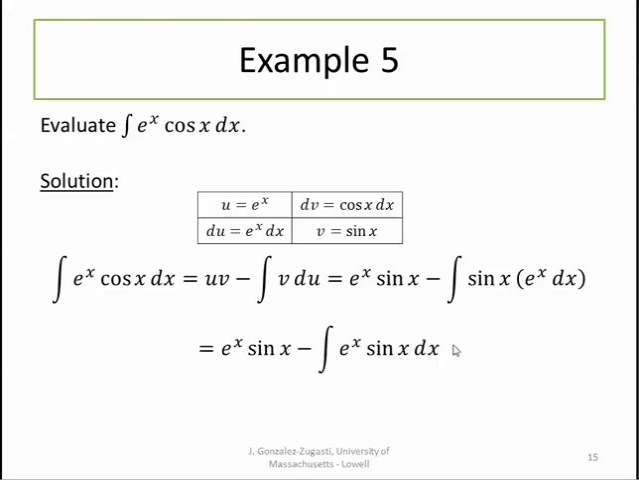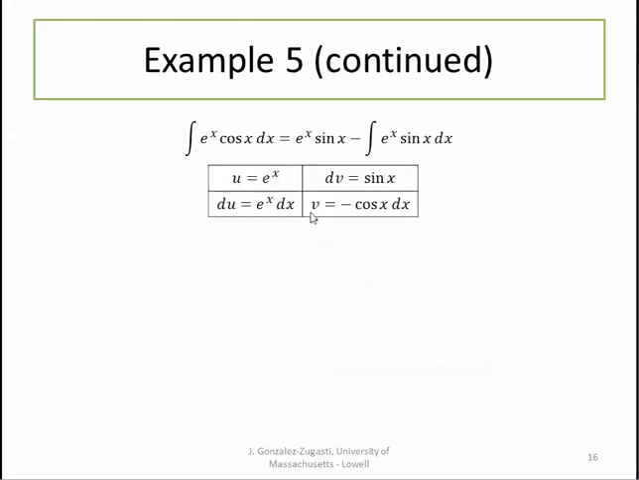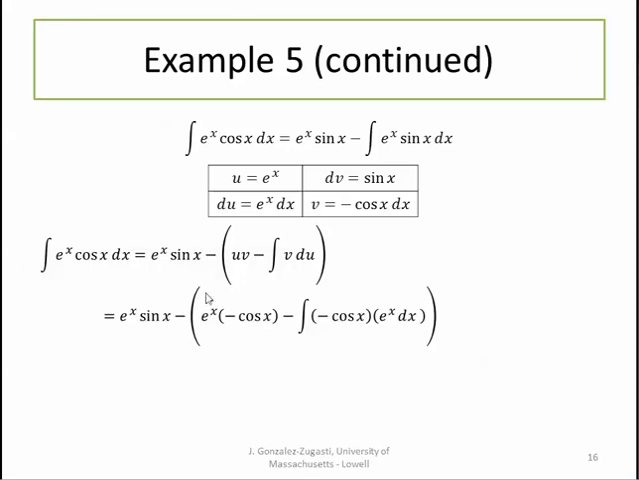To do that, we'll let u be equal to e to the x and dv be equal to sine x dx. That tells us that du is equal to e to the x dx and v is equal to minus cosine x. We put those into our formula here to get that the integral of e to the x cosine x dx is equal to e to the x sine x minus, all in big parentheses, e to the x times negative cosine x minus the integral of negative cosine x e to the x dx. If we simplify this out, this is the integral we end up with.